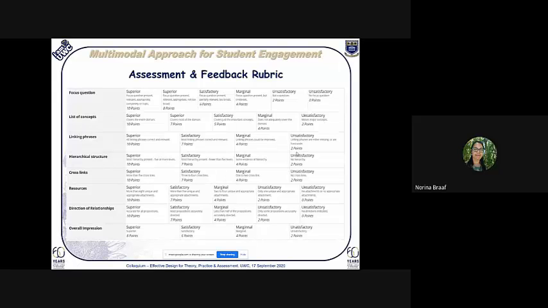This particular rubric, developed in Canva and made available to the students from the very start, was used for both summative and formative assessment.